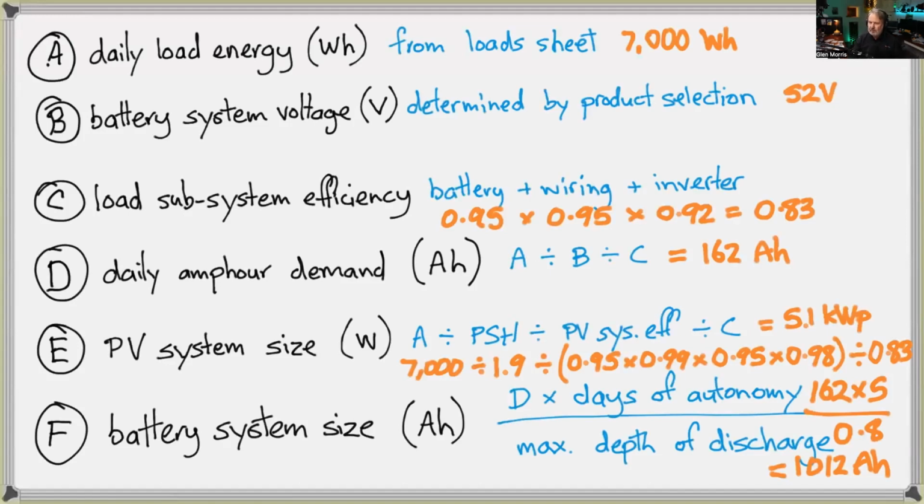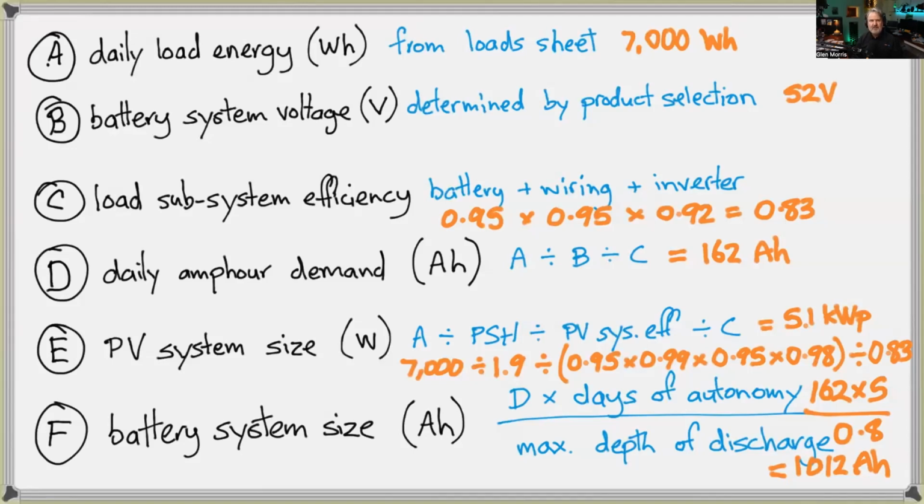PV system, we were looking at E, and I said A is the load energy. PSH is the peak sun hours based on the actual surface that you're putting panels on. And PV system efficiency, and I've put a whole bunch of numbers in brackets. It's not the efficiency of the solar panel, it's the efficiency of all the components in the photovoltaic generation system. And so from left to right, I've picked a bunch of the four main ones.